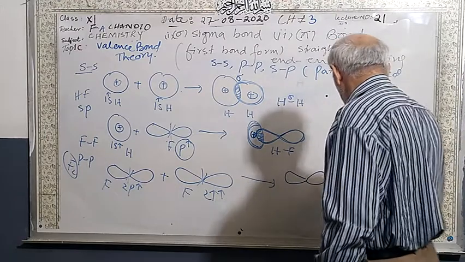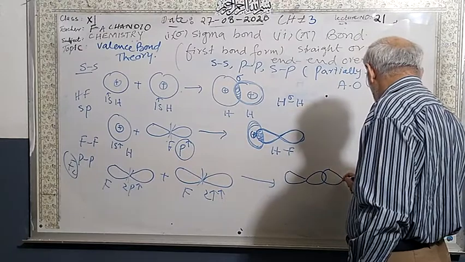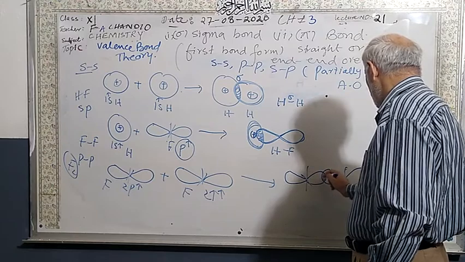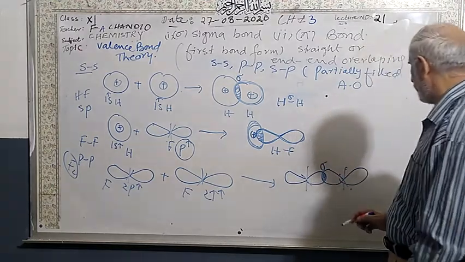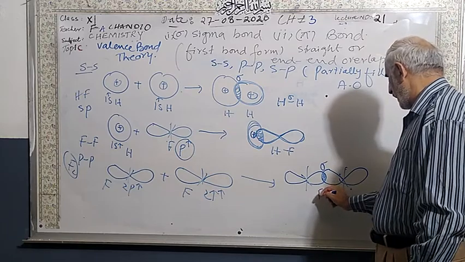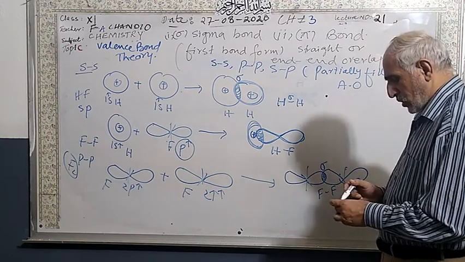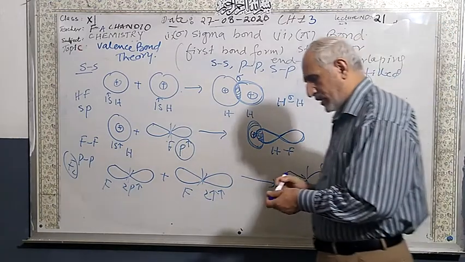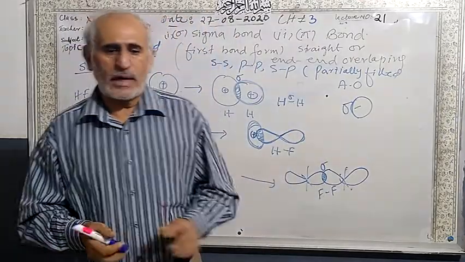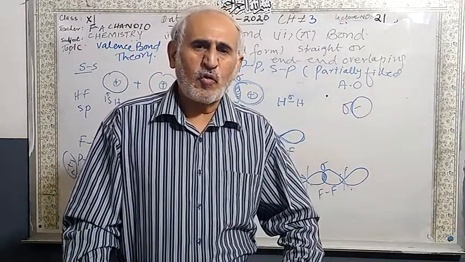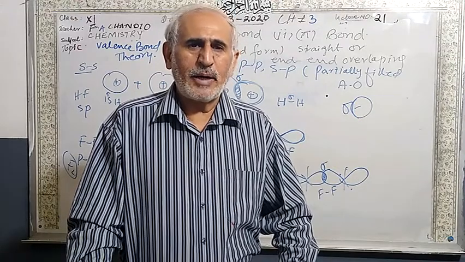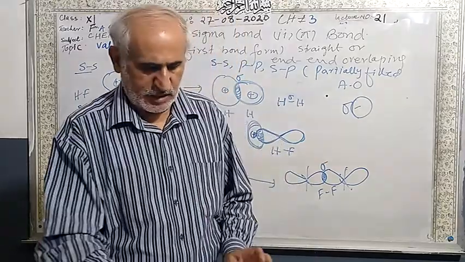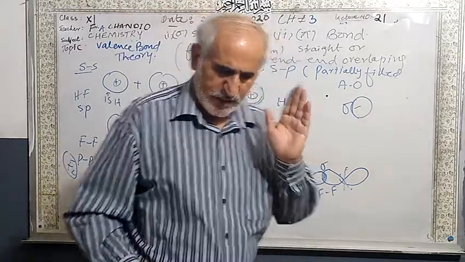So, overlapping. These are the coordinates. This is a sigma bond between P and P, and between fluorine and fluorine, to form a single bond. So the first ever single covalent bond is called a sigma bond, formed by the overlapping of partially, half-filled atomic orbitals: S and S, S and P, P and P. You can see it in your book. So this is about the sigma bond.